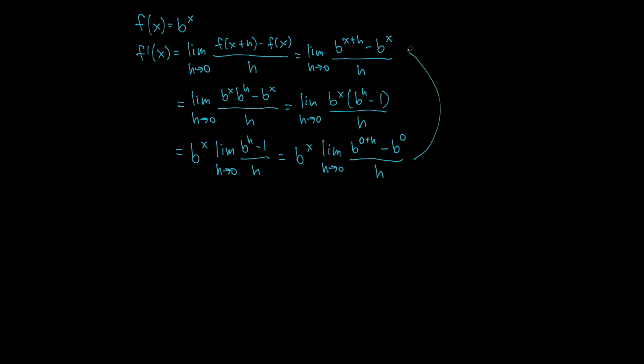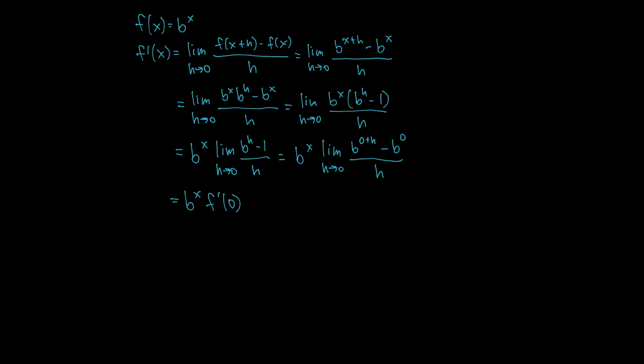So look at how that compares to this limit. It's the exact same thing except that x is 0. This limit was the derivative of f at x. So this limit over here is equal to the derivative of f at 0. So we have b to the x times f prime of 0. This entire limit is the derivative of the function in disguise, but at the point 0.